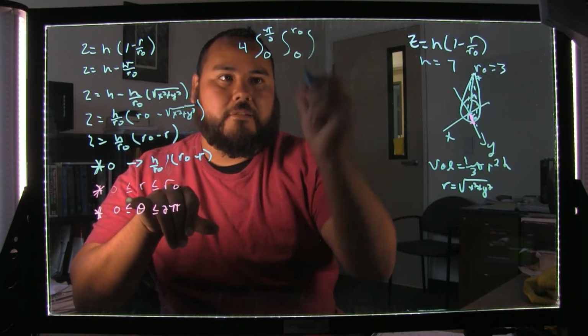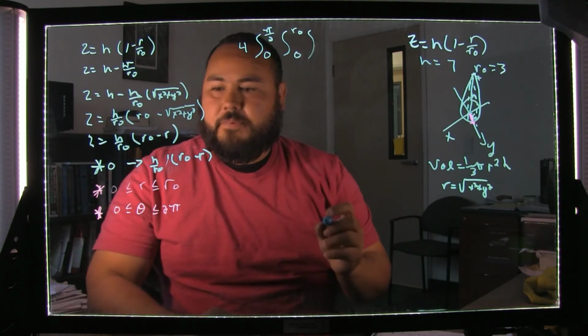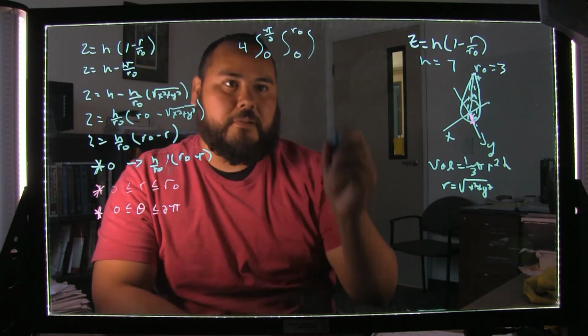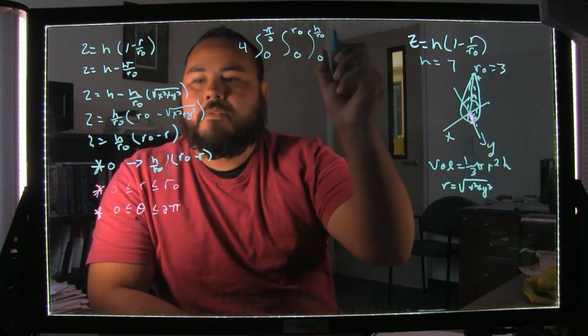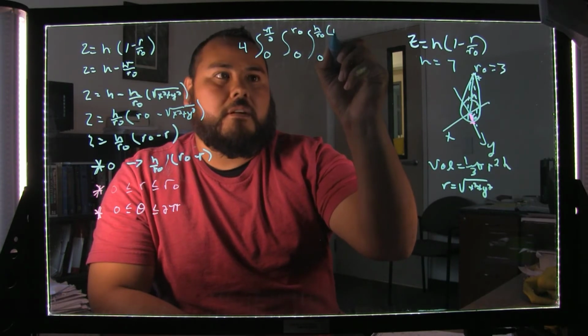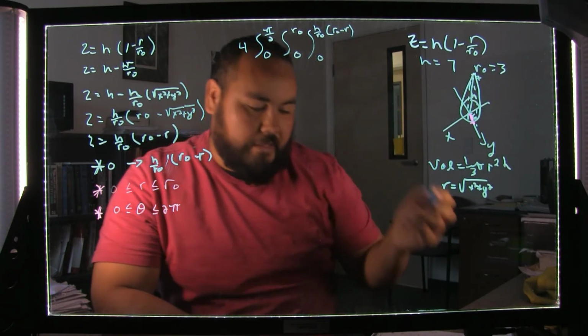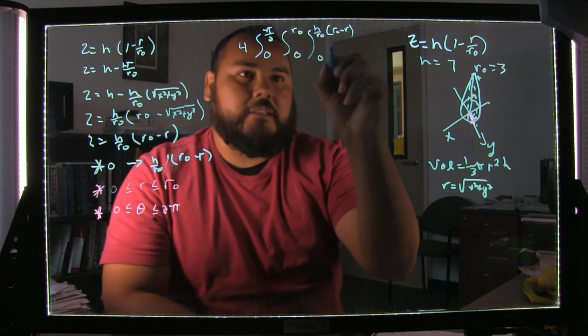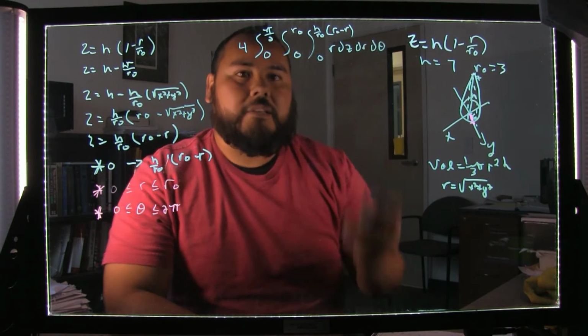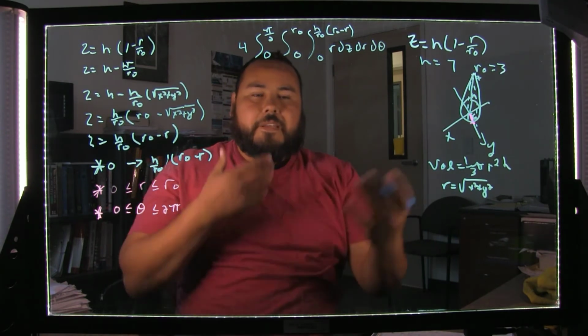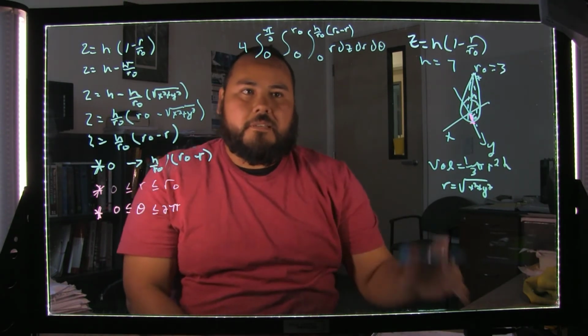And then our last integral is the first one we solved, our bounds for z, which is 0 to h over r sub o times (r sub o minus r). And then we have r dz dr d theta. So now it's just a matter of integrating with respect to each variable.